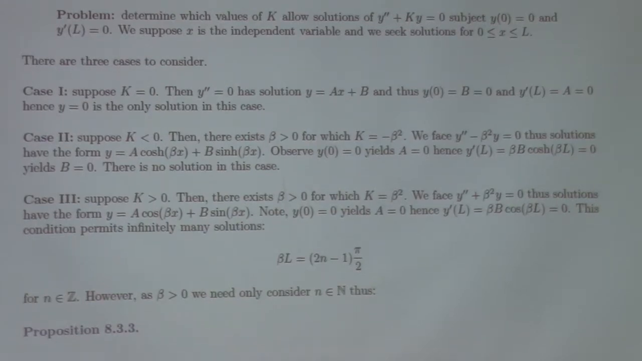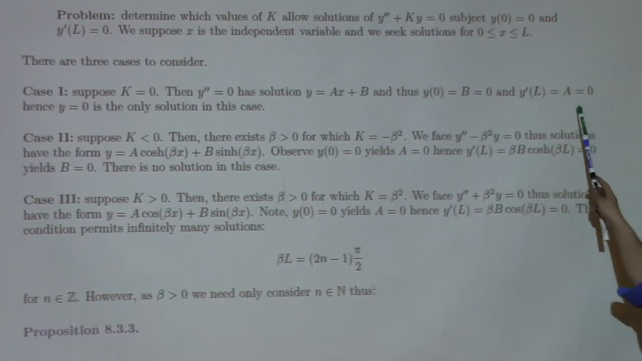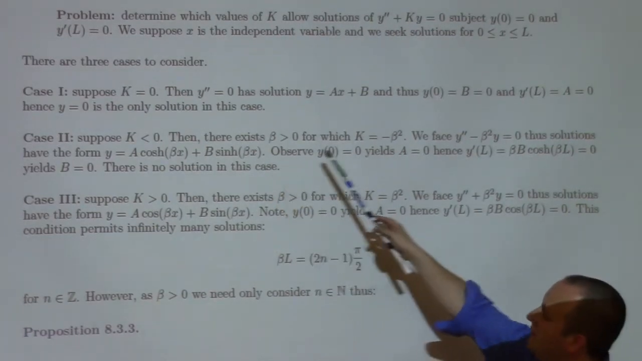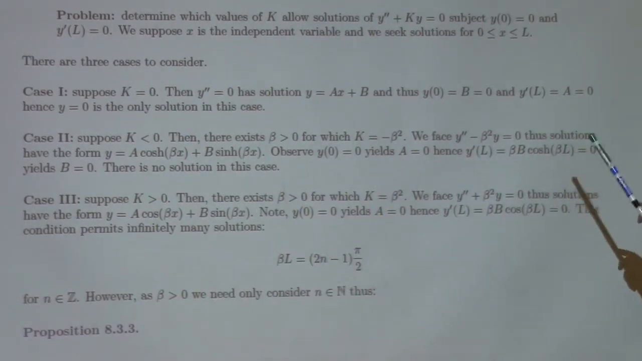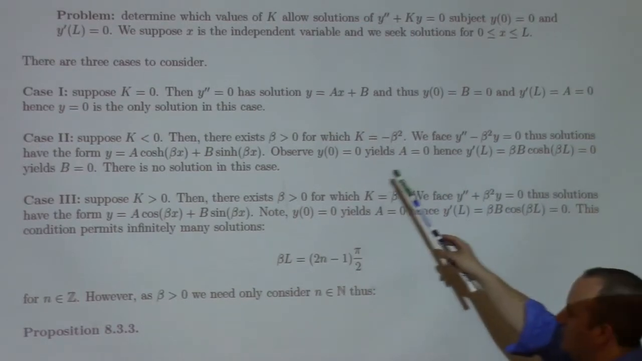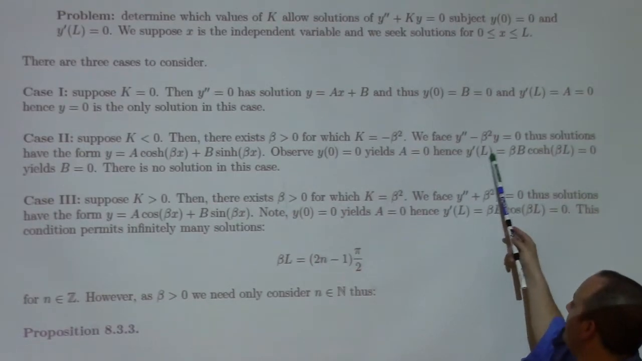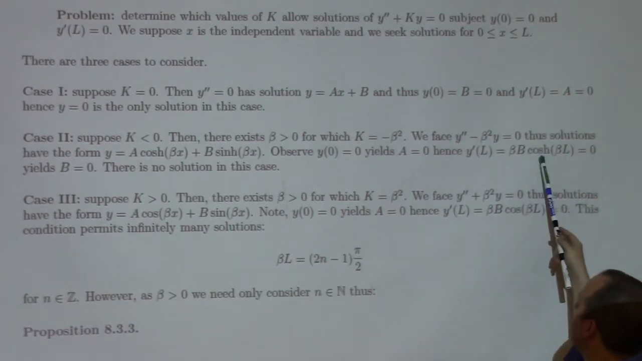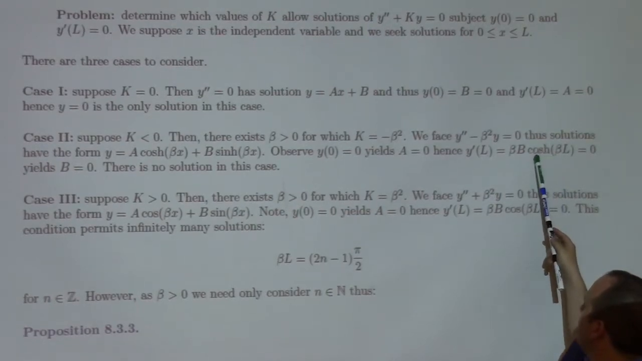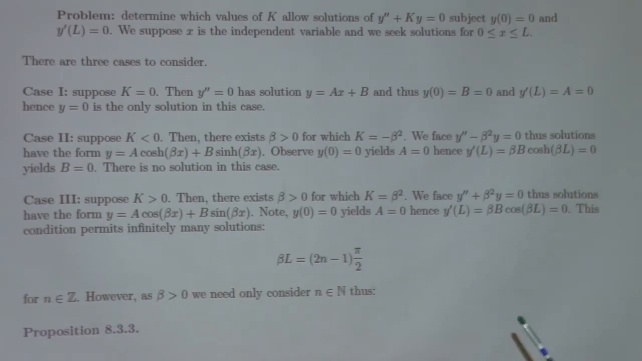Mixed endpoints: if we have one side is 0 and the derivative of the other side is 0, then again we consider case 1, case 2, case 3. Case 1 has nothing because the linear, when you plug in the data, you get 0. Case 2, k less than 0, we get hyperbolic functions. Y of 0 gives me a equal to 0. Y prime of L gives me beta b cosh equal to 0, which again, because this is non-zero, forces b to be 0. No solution in case 2.